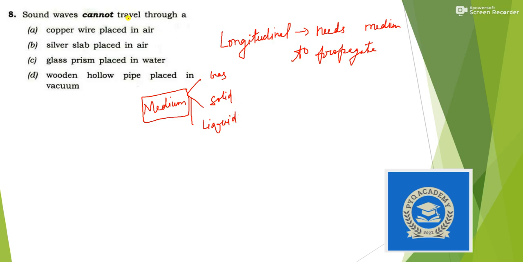Now come to the options. Copper wire with air: copper is solid and this is gaseous. Yes, it can pass through both, so sound wave can travel through this. Silver slab, it is solid, and air, gas, it can also travel through it. Glass prism, solid, water, liquid, yes, it can also travel. Wooden hollow pipe placed in vacuum: no, sound cannot travel in vacuum. So our answer is option D. If it was light, it could travel in vacuum, but sound cannot. So answer is option D.